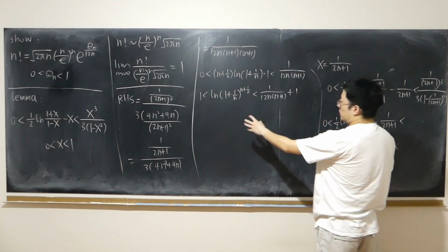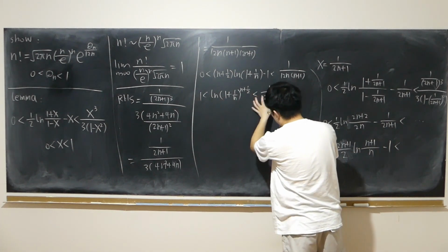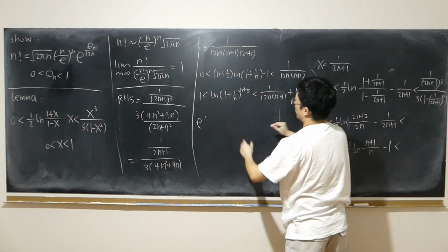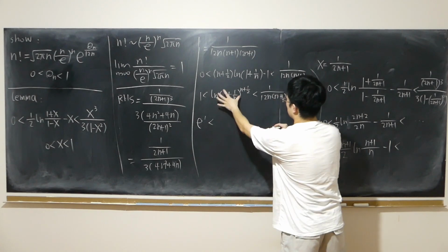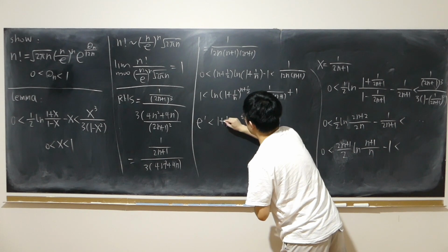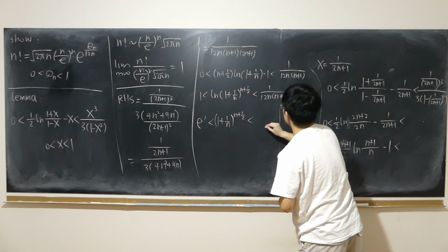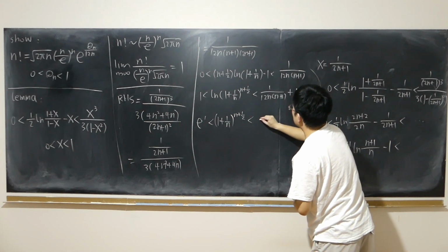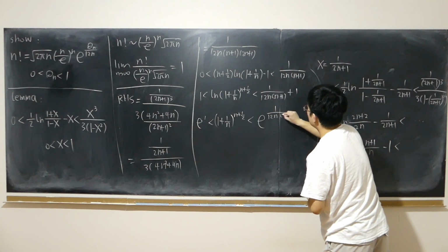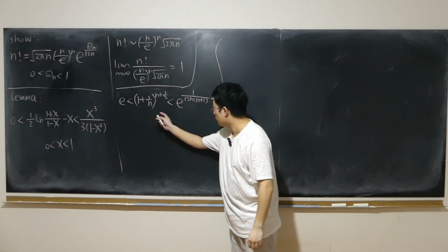So this time we take e on both sides, e raised to the power of everything. So e raised to the power of 1, the inequality still remains, is less than e to the power of 1 plus 1 over n to the power of n plus half. It's less than e to the power of 1 over 12n, n plus 1, plus 1. And now we've reached this inequality.